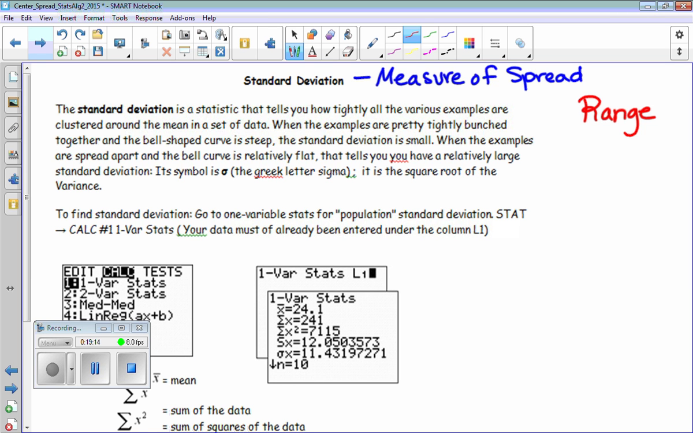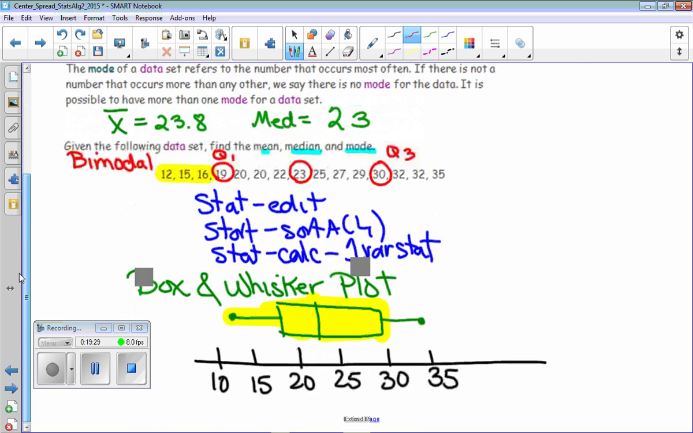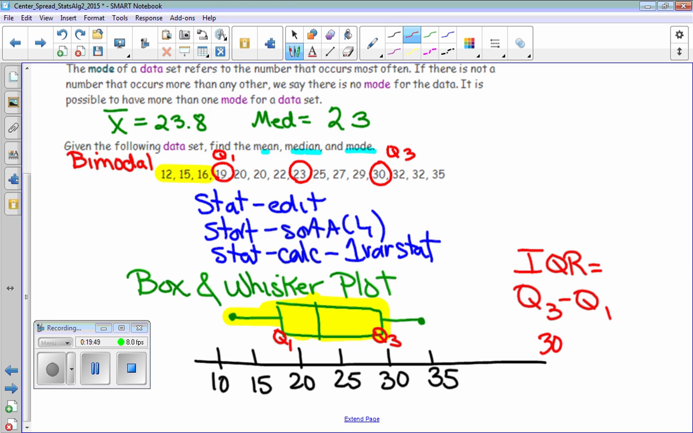Anyone heard of IQR before? Interquartile range. Okay? IQR is another measure of spread. It stands for interquartile range. And all that really means is, on a box plot, what is Q3 minus Q1? That would be the IQR. Okay? So the IQR here would be 30 minus 19. And what would that be? What's 30 minus 19? 11.